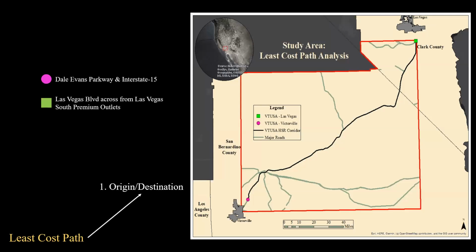The origin and destination are represented here, along with the Virgin Trains corridor within the study area. No data yet exists for these points, so the two stations were arbitrarily dropped on the map according to their location descriptions.